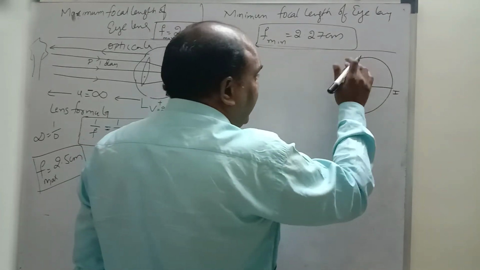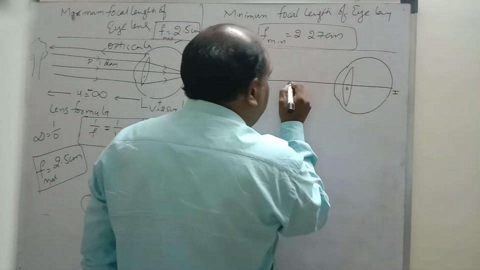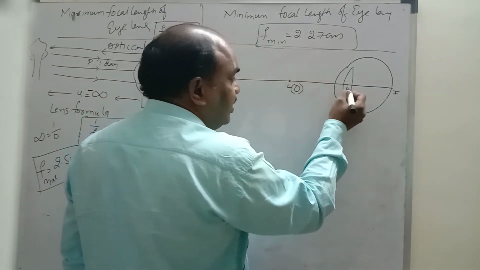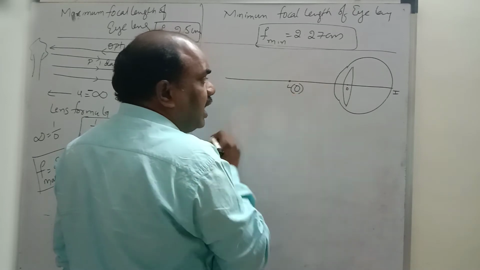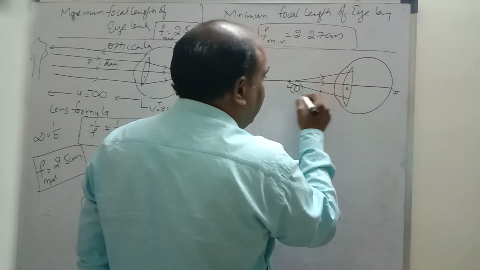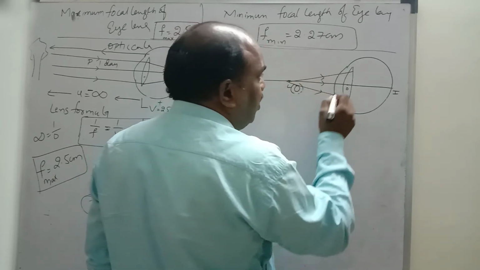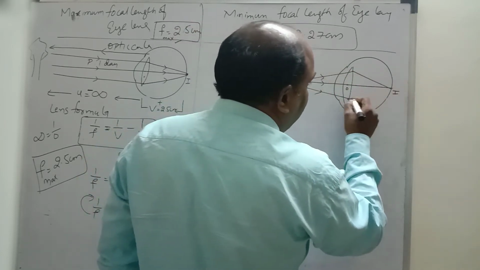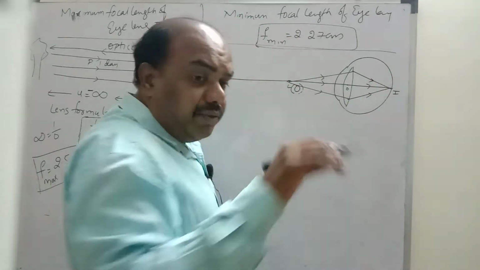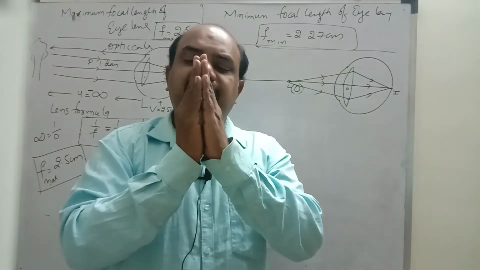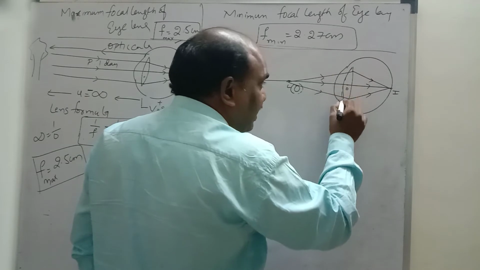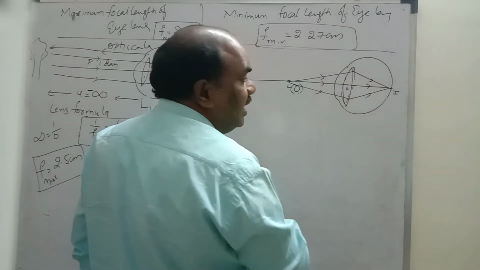Remember children, if you see a nearer object, what will happen? If the object is at L, this capital O is the object and small o is the optic center. All incident rays coming from the object, after refraction, converge and meet on the retina of the eye. Here the image forms. If you see a nearer object, our eye lens slightly expands. That means this is the expanded eye lens.